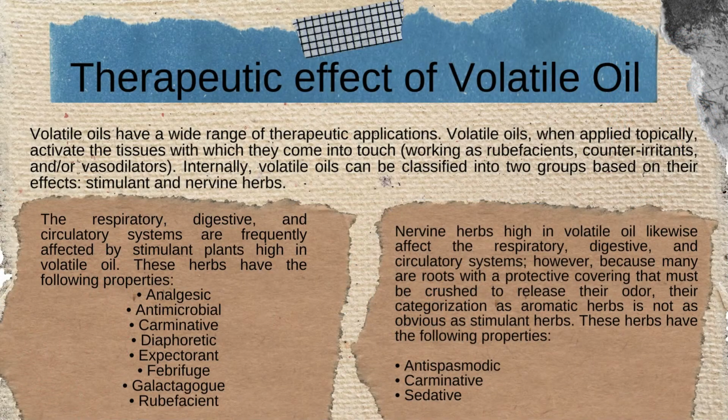Therapeutically, volatile oils have many uses. Used topically, volatile oils tend to stimulate tissues they come in contact with, hence acting as rubefacients, counterirritants, and vasodilators. Internally, volatile oils can be divided into two major subcategories in terms of their effects: the stimulant and the nervine herbs.